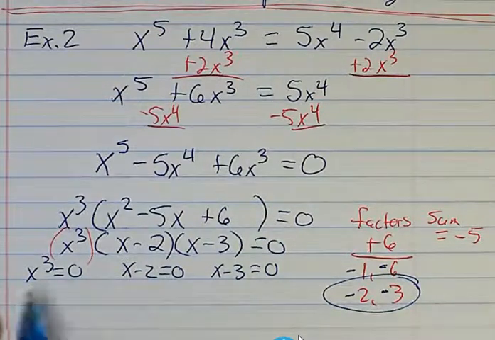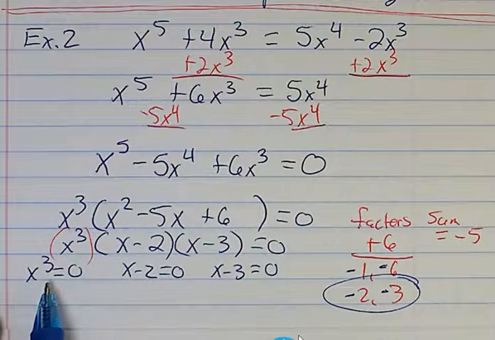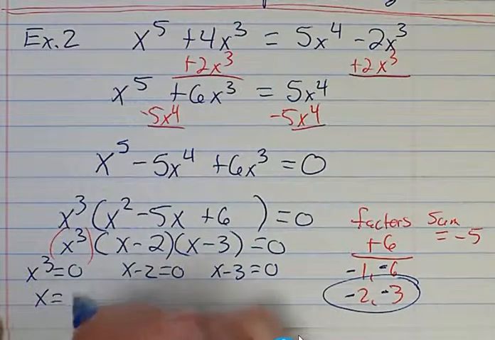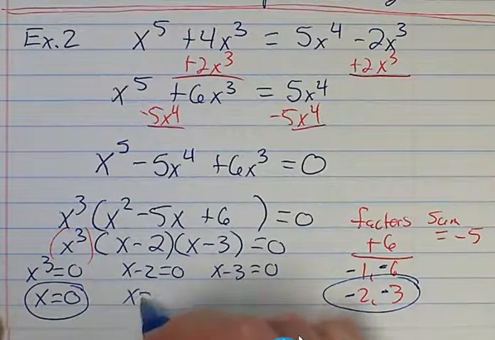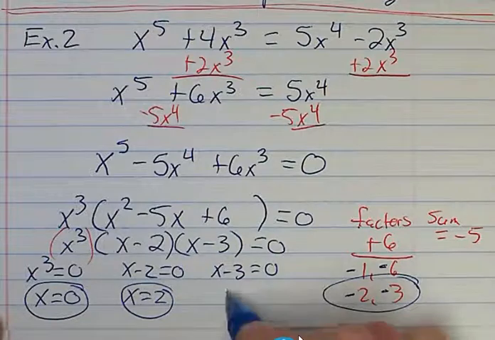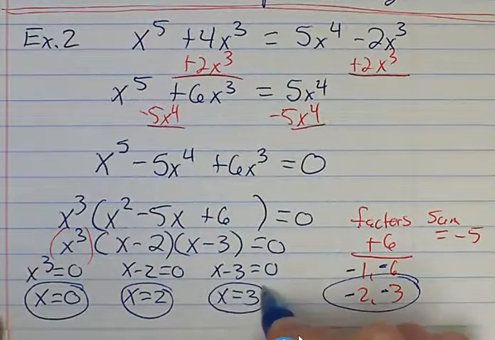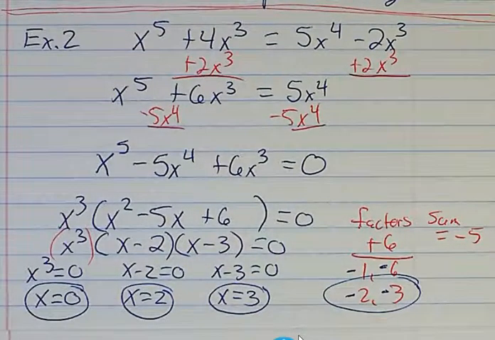Okay, and if it's just x by itself, doesn't matter what the power is, what's the only number you can multiply over and over and over and over and still get 0? It's got to be 0, right? So no matter what that power is, that one's x equals 0. This one will add 2 to both sides, and that one will add 3 to both sides. Okay, so there's our solutions.